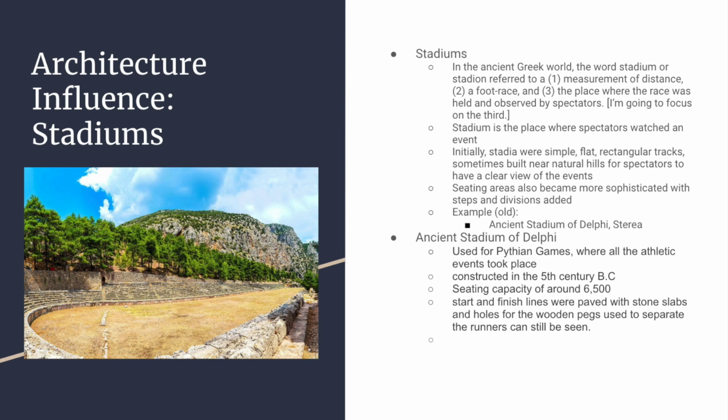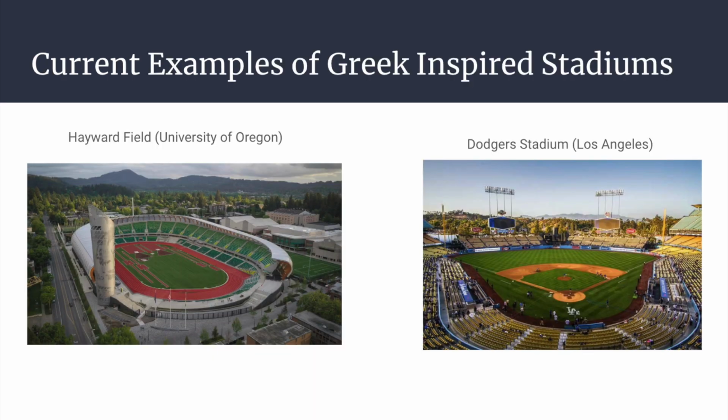The ancient stadiums were more than a venue for sports. Sporting events were held in honor of various gods, like Apollo, which I mentioned earlier. Victory in these competitions brought a lot of honor and prestige to both the athletes and their hometowns, and the stadiums generally were symbols of Greek athleticism and are a testament to the significance of sports, mythology, and Greek life. Some examples of Greek-inspired stadiums are Hayward Field at the University of Oregon and Dodger Stadium in Los Angeles.